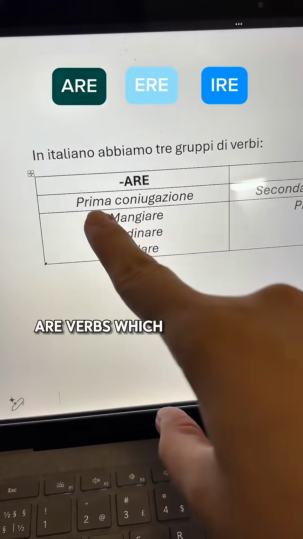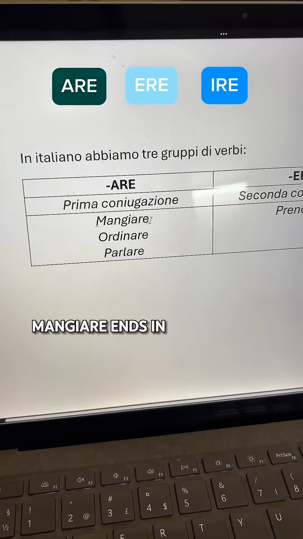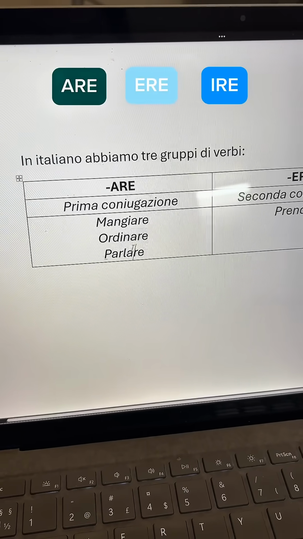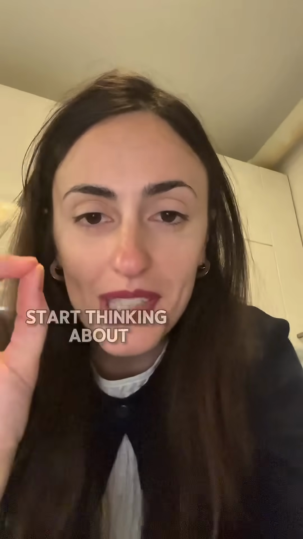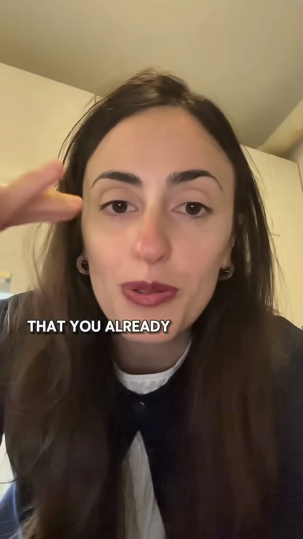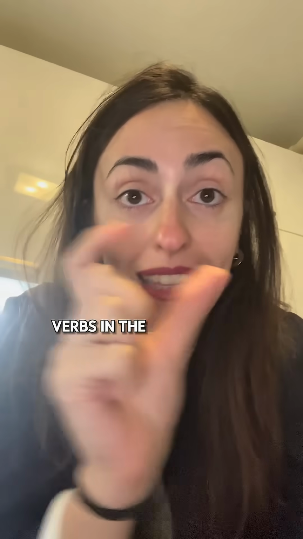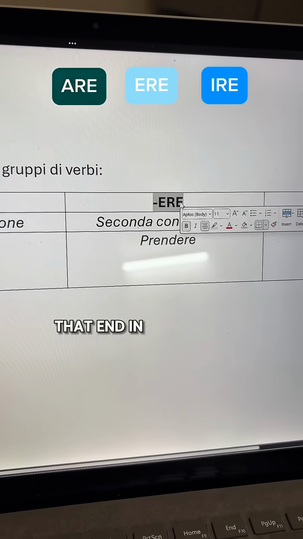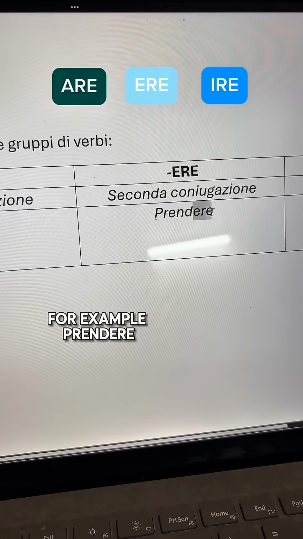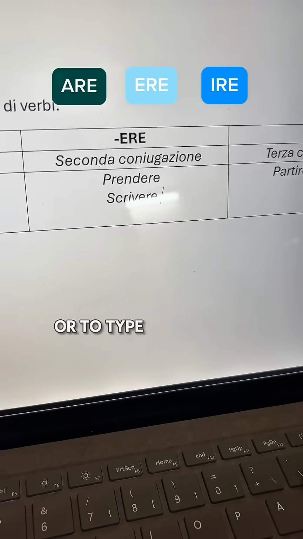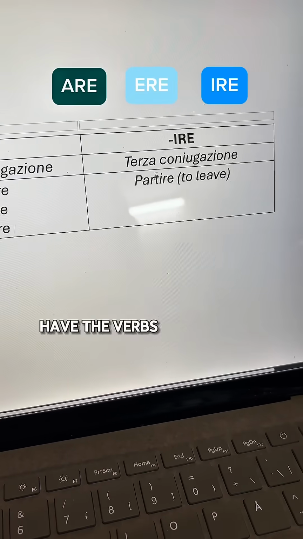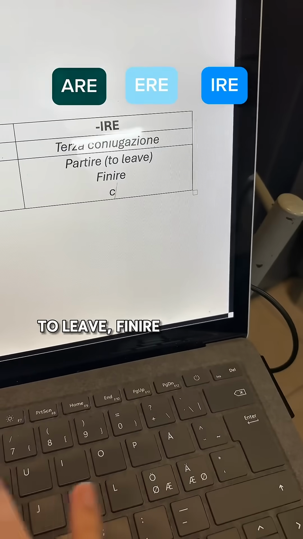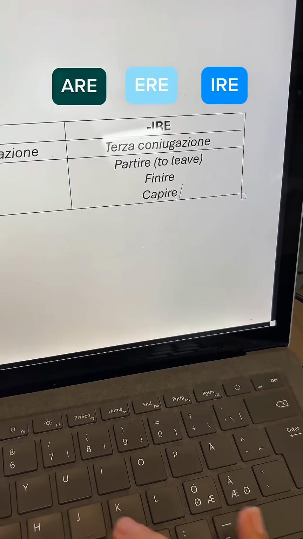We have the are verbs, which is the first group. Mangiare ends in are. The verb ordinare ends in are. Parlare. And I'm sure that if you start thinking about it, you will realize that you already know so many Italian verbs in the are form. Then we have the verbs that end in ere. For example, prendere, scrivere, to write or to type. And lastly, we have the verbs in ire. For example, partire, to leave, finire, to finish, capire, to understand.